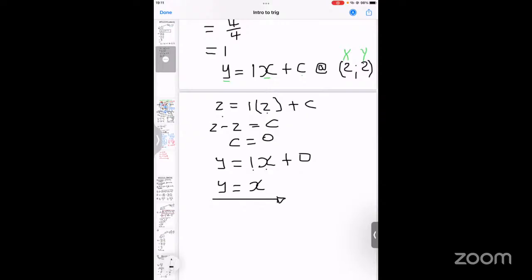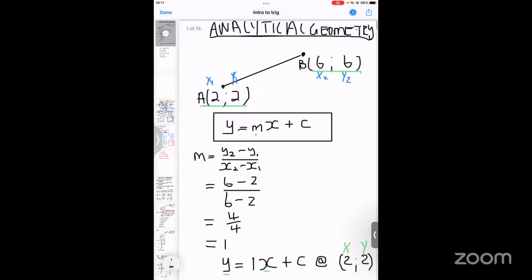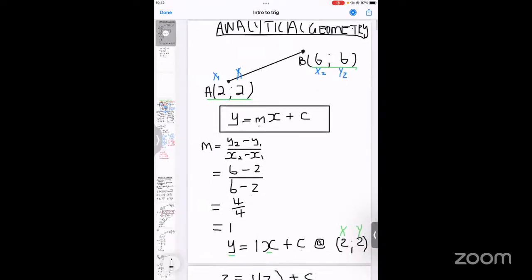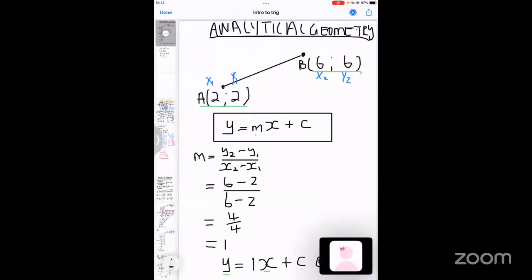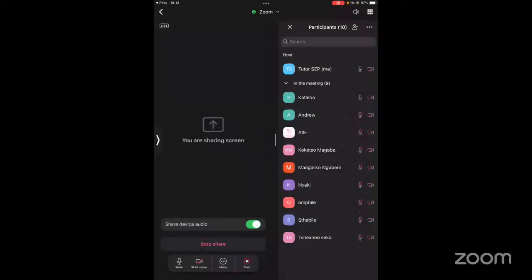So that's how you would determine an equation of that straight line. I'm going to give another example with different values. But for now, I just want to check. Did you guys see what I've done? Did you all understand? Or is there anyone who has some questions based on what I've done?